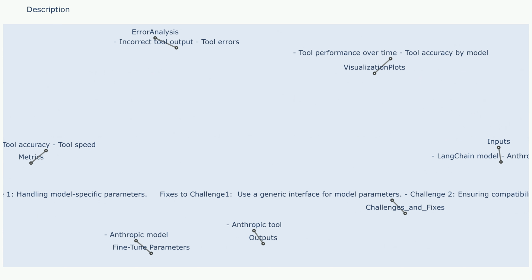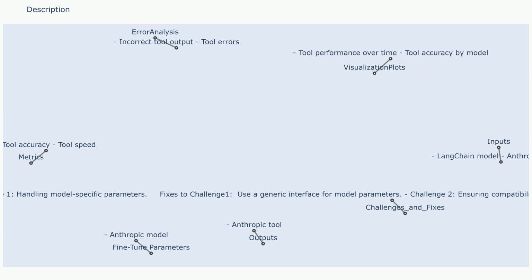Fine-tune parameters. Model parameters. Anthropic models often have various parameters that can be adjusted during fine-tuning to optimize their performance for specific tasks or domains. Tool-specific parameters. You might introduce additional parameters that are specific to the tool and its intended use.